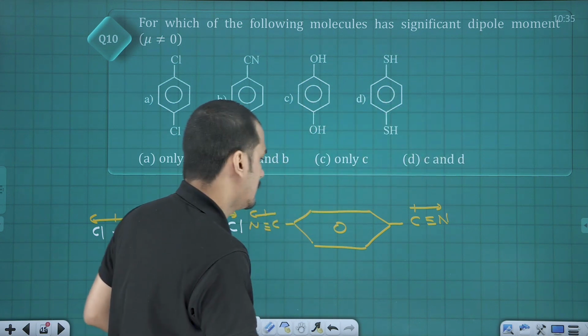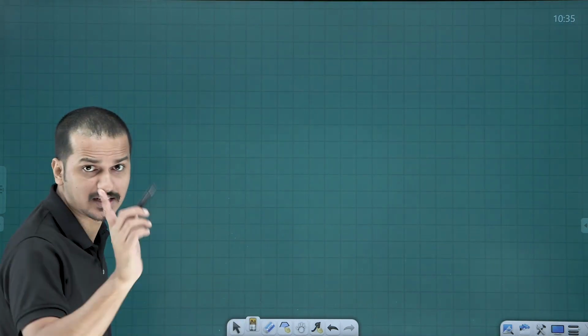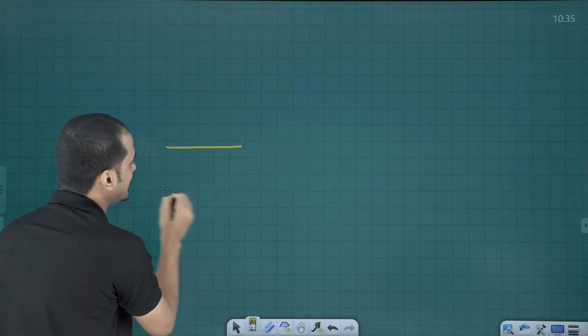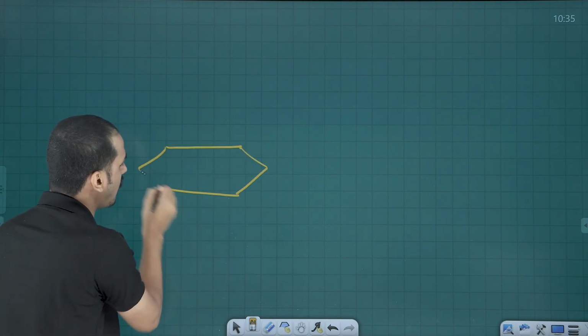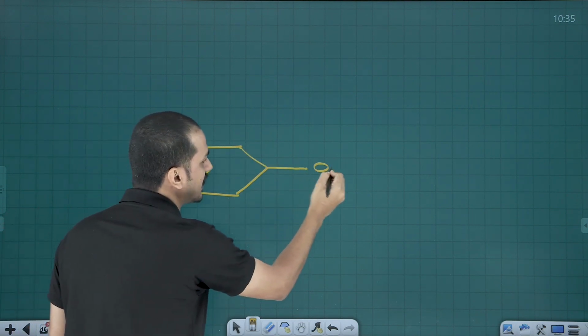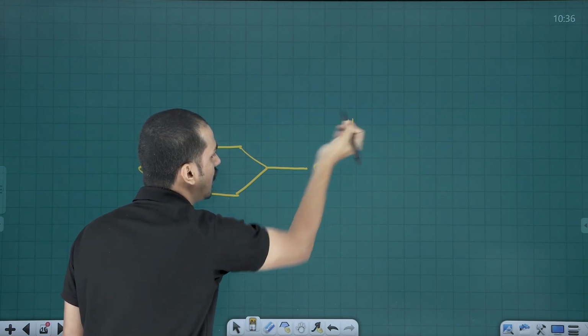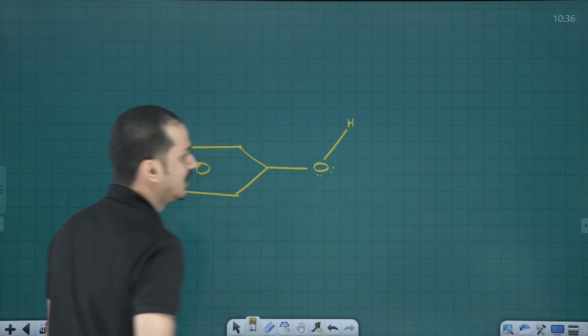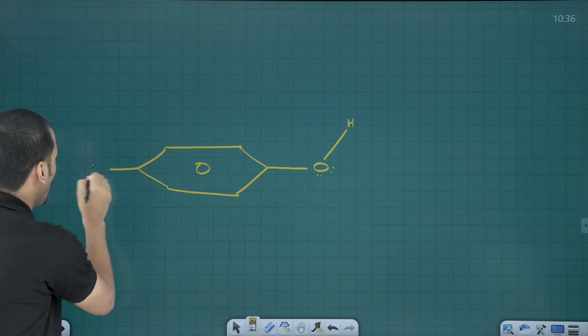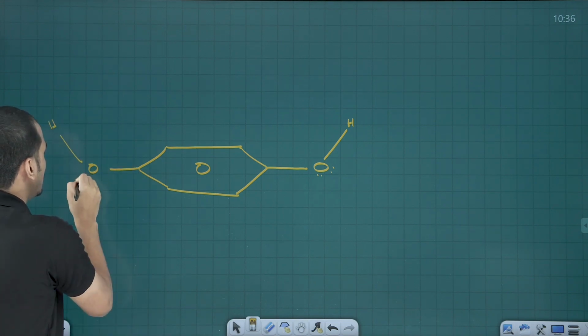What about OH? In the case of OH, because oxygen has lone pairs, the H does not lie in the same line. It will be bent like this because of the lone pair. Here lone pairs are there in this oxygen, and here also oxygen, here H is there. So here, lone pair.